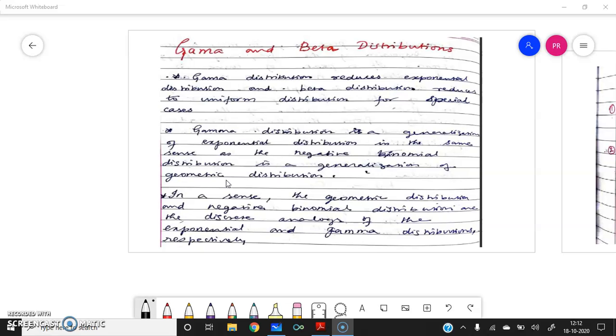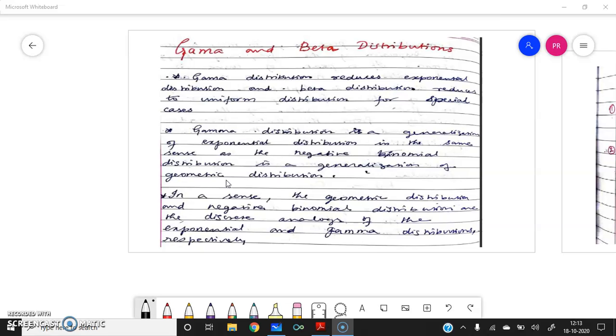What are gamma and beta distributions? The gamma distribution reduces to the exponential distribution, and the beta distribution reduces to the uniform distribution. So the gamma distribution, in one particular case, is the same as the exponential distribution. The beta distribution, in a particular case, is equal to the uniform distribution. That is a special case that is true.